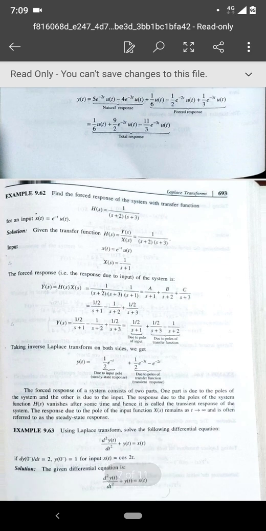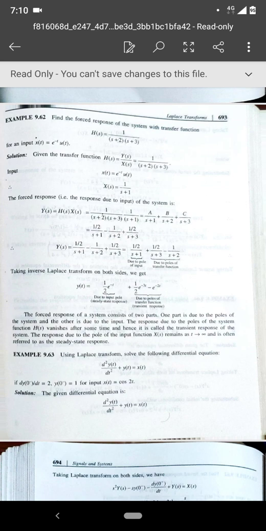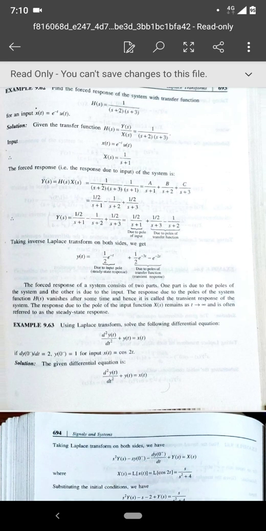When you take the inverse Laplace transform, you get half e raised to minus t. That is the input itself, due to the input pole, and it is called the steady state response. The other two poles contribute to the transient conditions, called the transient response. So the response is of two types, steady state and transient. The steady state response is the response of the system due to the input only, and the transient response is due to the system poles.